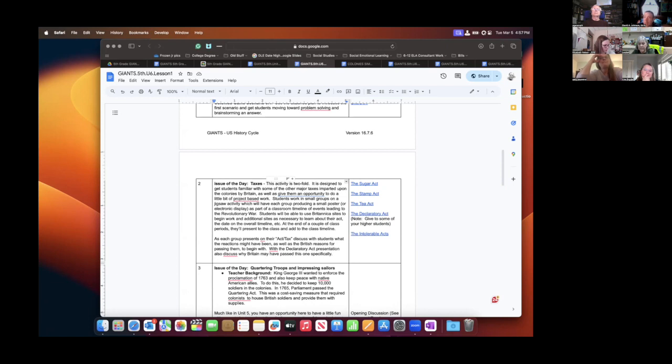A tax is obviously a way for an entity to recoup money that it may have spent, like Britain did on the French and Indian War. But it's also a way of saying, we've got this tax, this is how it's going to go, and you're going to pay it, darn it. So there is a level of control and regulation that goes along with this as well, that would be beneficial to talk about with your students.